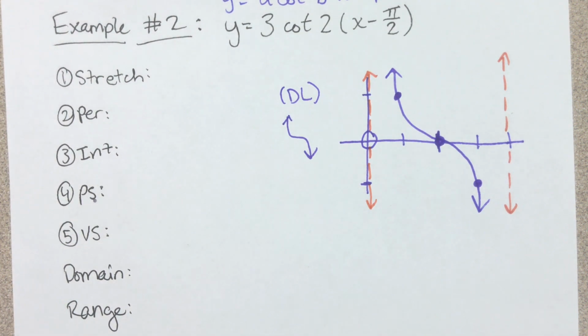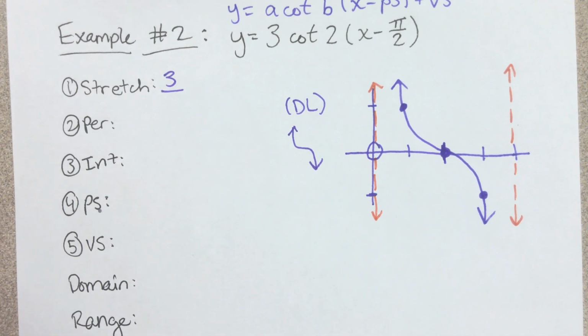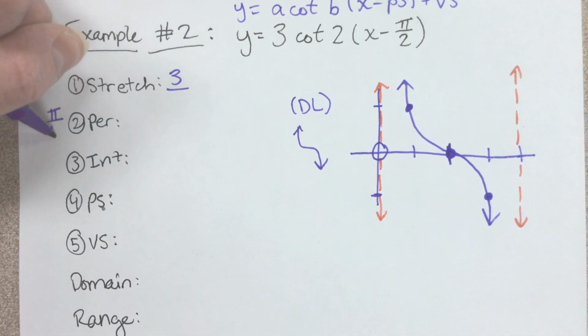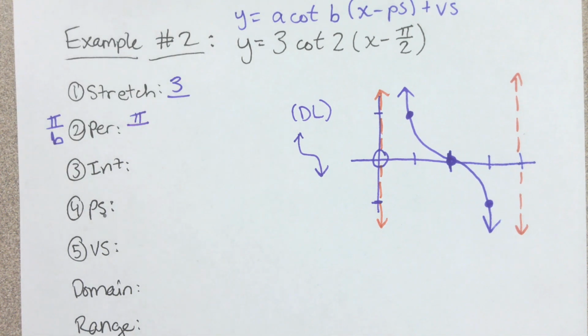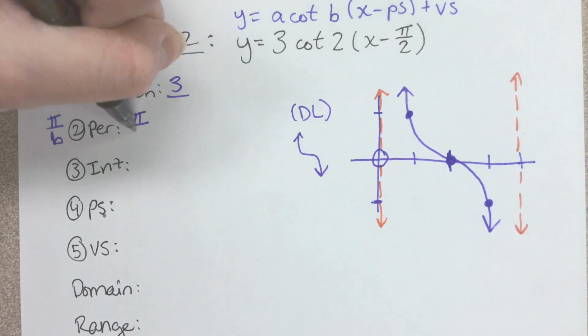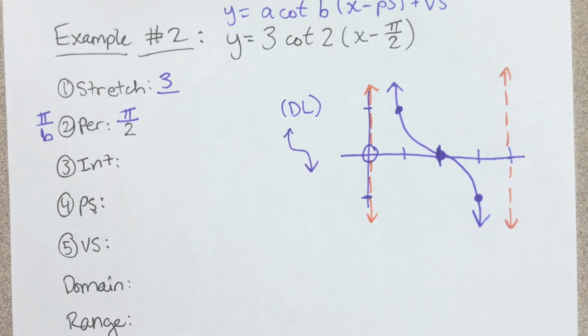Let's fill out the info. Stretch again is A, which is 3. Period, reminder, pi over b, not 2 pi over b. So it's pi over my b value this time, which is 2. So my period's pi over 2. Interval, period over 4.